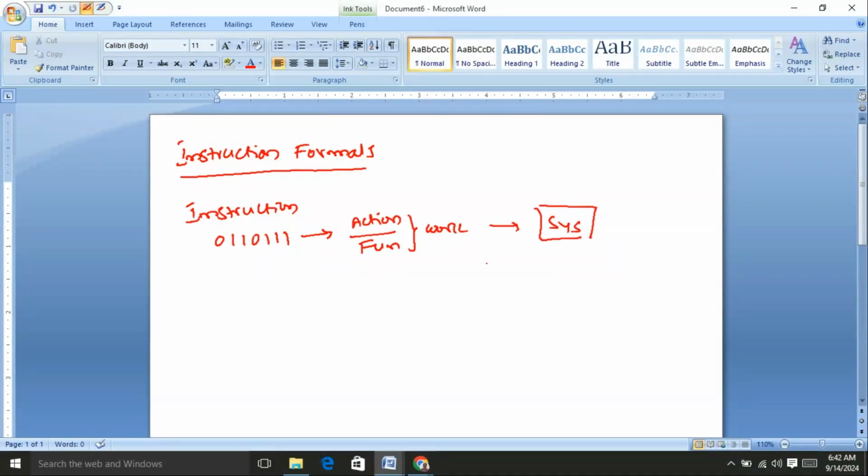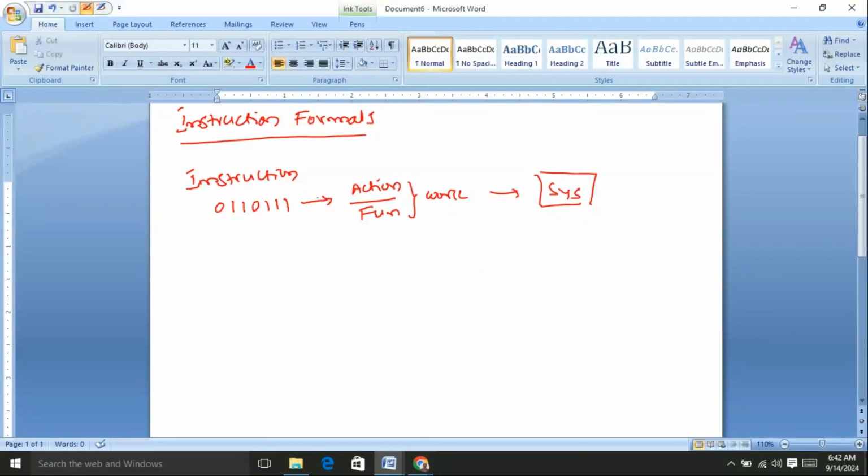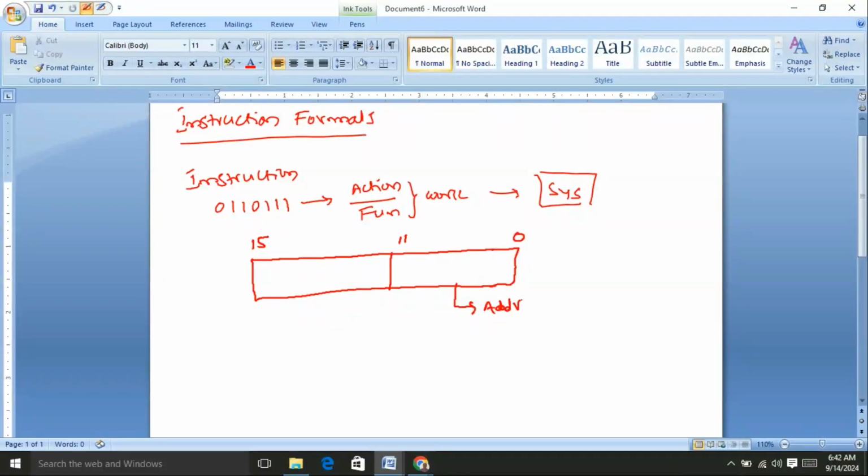These instructions are 16 bits in length for the basic computer. We already represented the instruction format: this instruction consists of a total of 16 bits, 0 to 15, and this format is divided into three parts. The first 12 bits, that means 0 to 11, represent the address of the memory location.